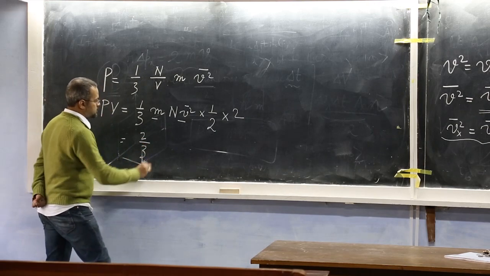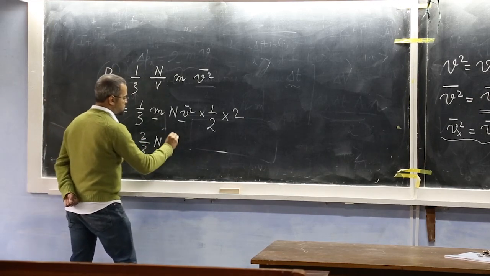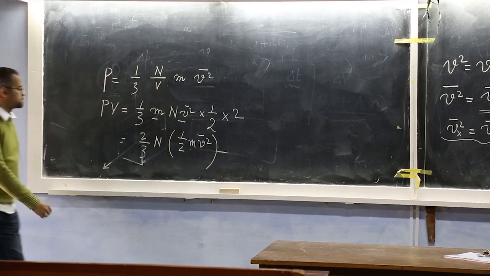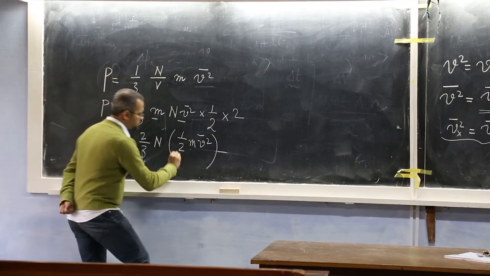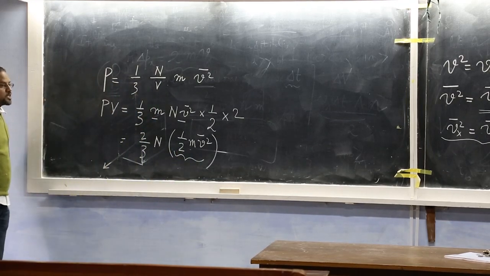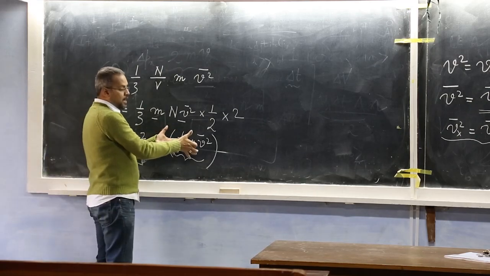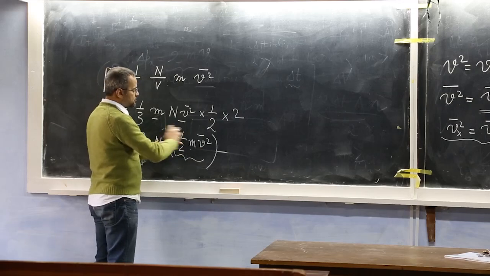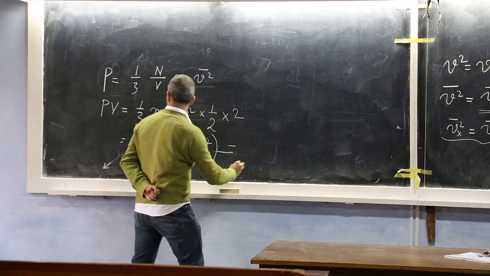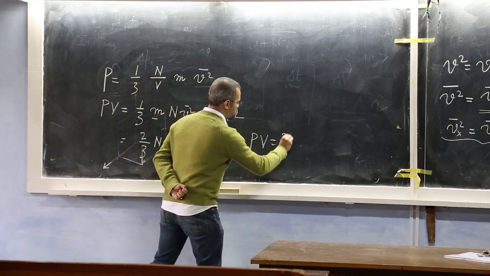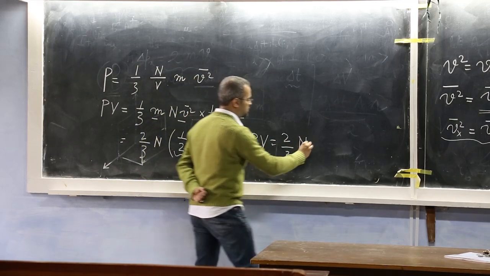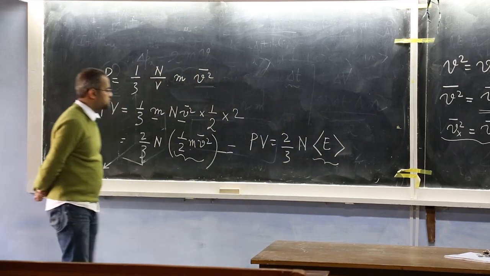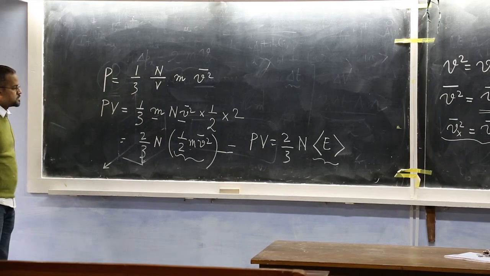so that gives us 2/3 N, and this is just half m v square average. This quantity within parenthesis is clearly what we can now look at as the average kinetic energy of the molecules. m is a constant, so you can just take this average on top. So what you have is PV equals 2/3 capital N average energy. This symbol is often used to denote average quantities. So average kinetic energy.